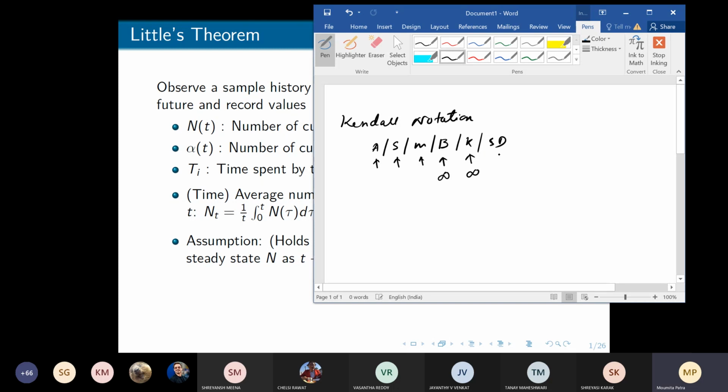If not, then it will be specified. This is in general considered to be FCFS. If not, then it will be specified to you. So suppose I am considering that A is following exponential distribution, so it has memoryless property. S is also following exponential distribution, so that is also following memoryless property, and you have only one server.